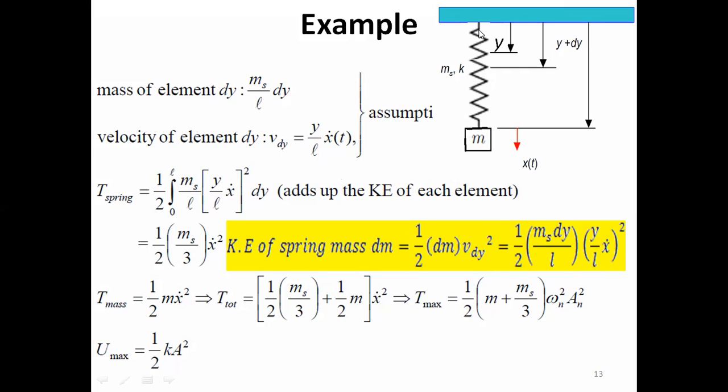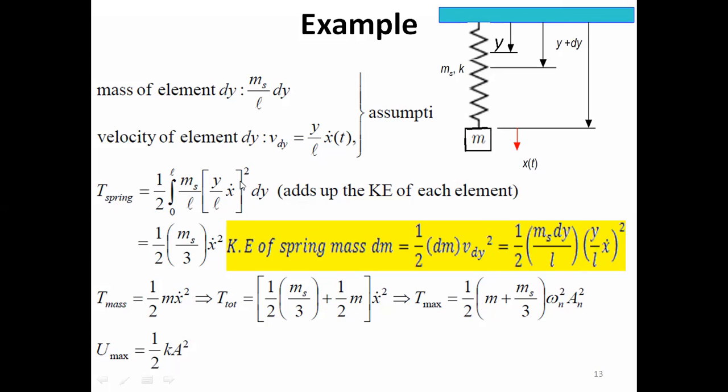In order to find the kinetic energy of the whole spring, we have to integrate this equation from 0 to length L. Here the length of the spring is 0, and here the length of the spring is L. So the kinetic energy of the spring, integrating this equation: 1/2 is a constant, so writing it outside the integral sign, integral from 0 to L of m_s/L, dy, and then we have (y/L) x dot whole square.